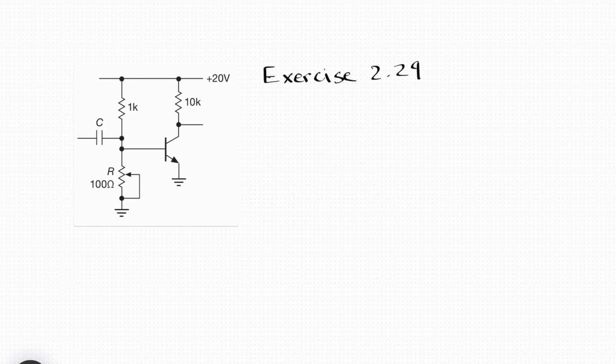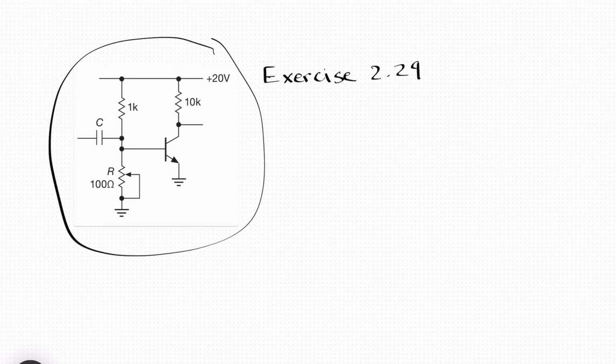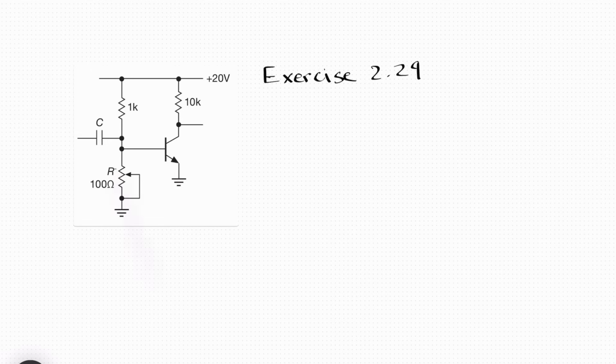So exercise 2.29 says, disregarding the lessons of this chapter, a disgruntled student builds the amplifier shown in figure 2.97, which is this amplifier circuit over here. He adjusts the R until the quiescent point is at 0.5 VCC. So this point over here is 0.5 VCC, which is basically 10 volts.